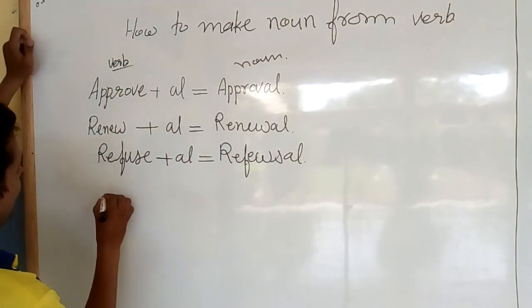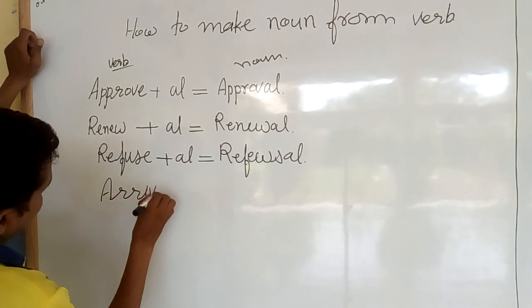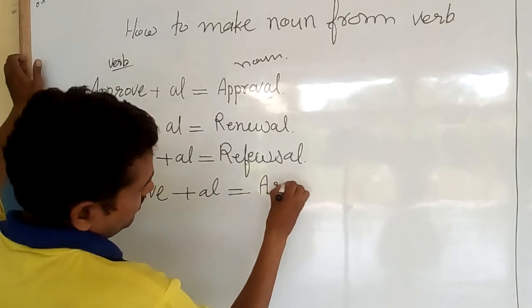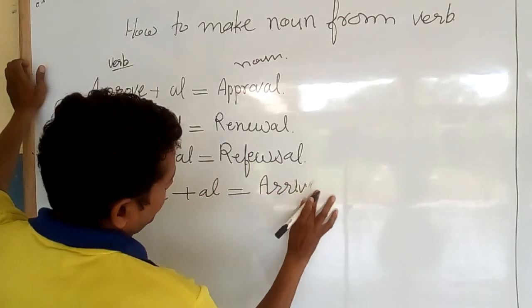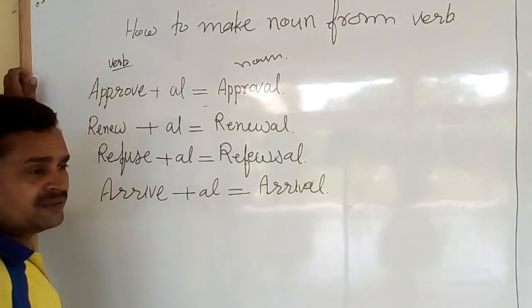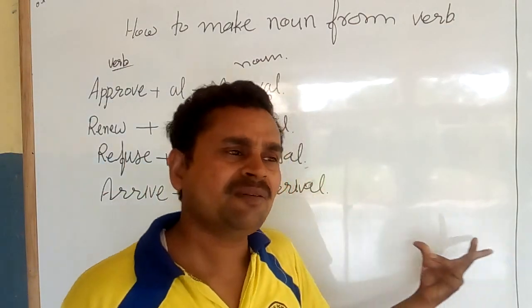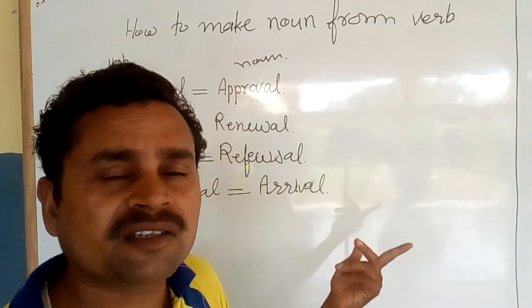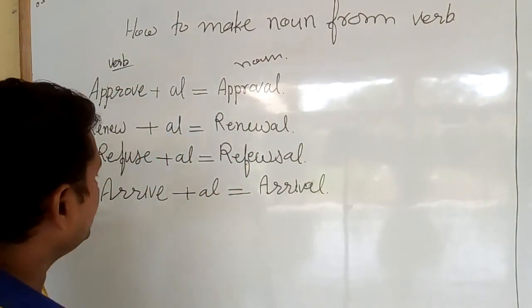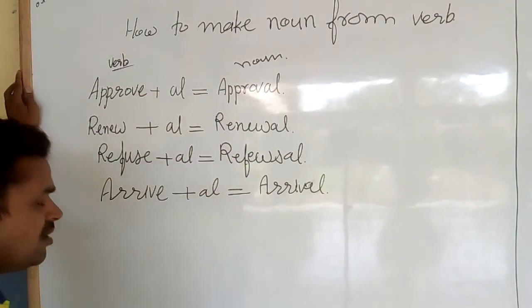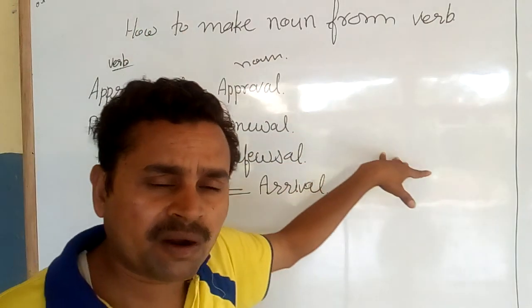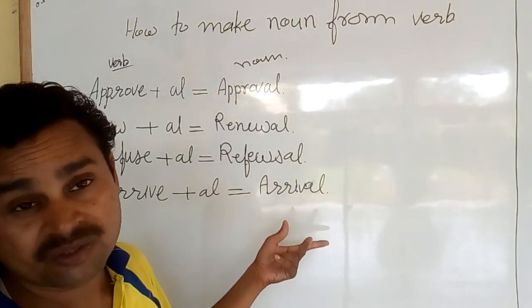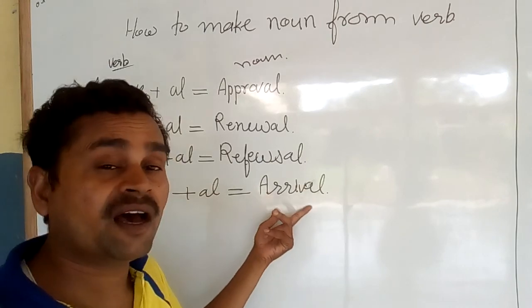You can say arrive. Arrive plus al is equal to arrival. Arrival means, for example, the arrival time of a train, or the arrival time of a bus also. Sometimes you hear this word at the station. Similarly, you can find a lot of words in your books or magazines. You can select them also, and you can think that they are nouns.